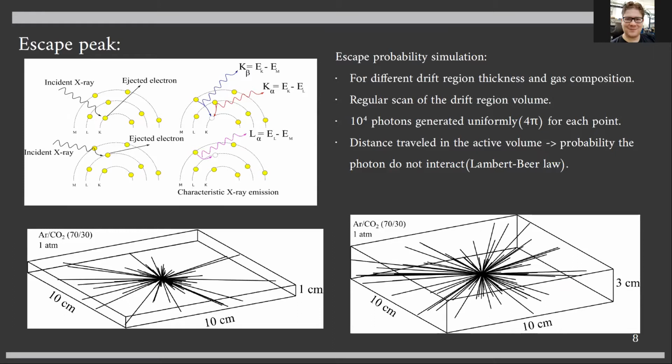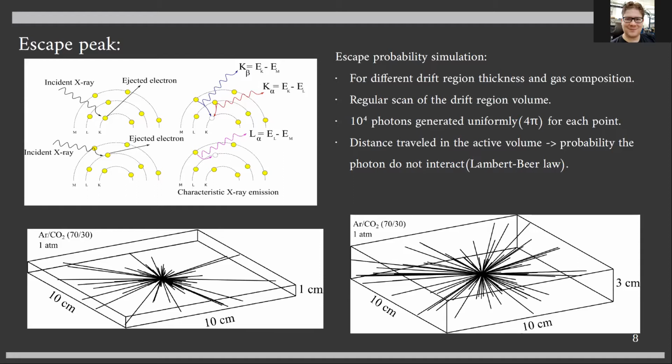Okay, now talking about the escape peak issue. The escape peak is created when part of the energy is not completely deposited inside our detector. So we are going to have a photoelectric effect here. And then this photon, which is created by the transition of these electrons, this fluorescent photon, which is the fluorescence of the gas, in this case argon, can escape from the active volume of our detector, and we will not have the complete energy of an event.